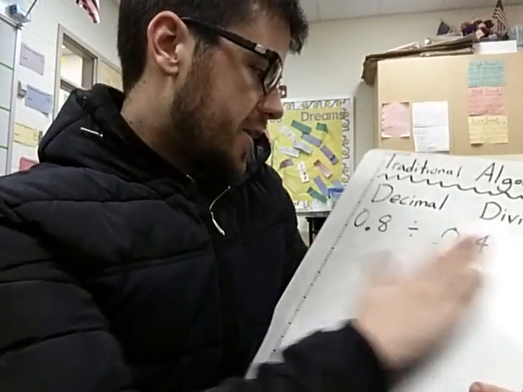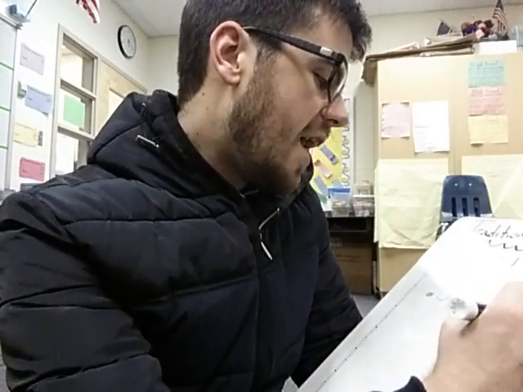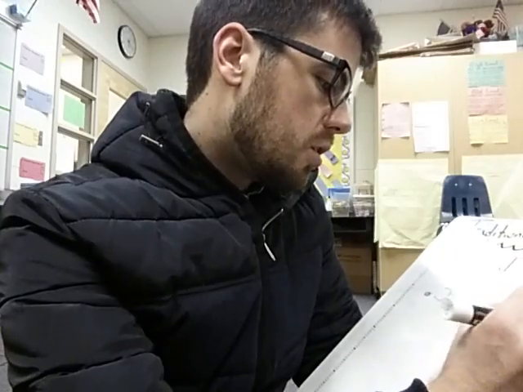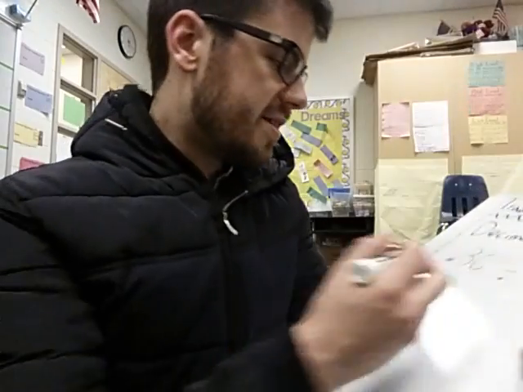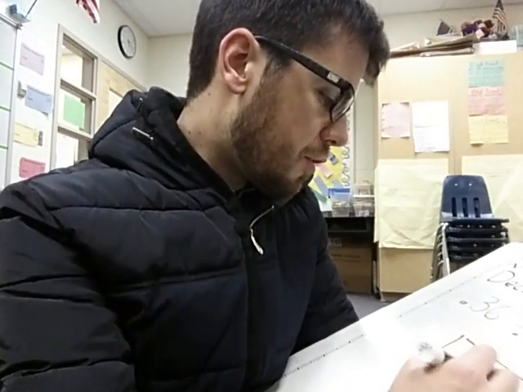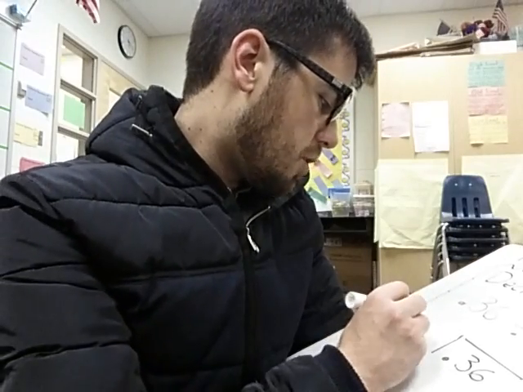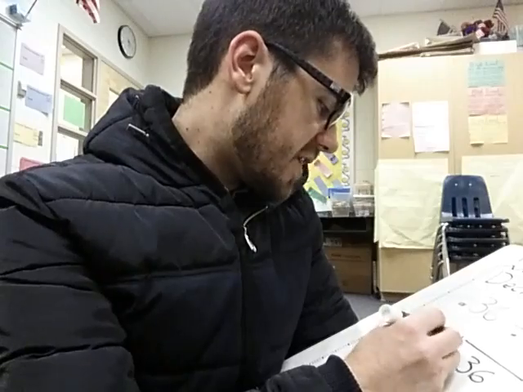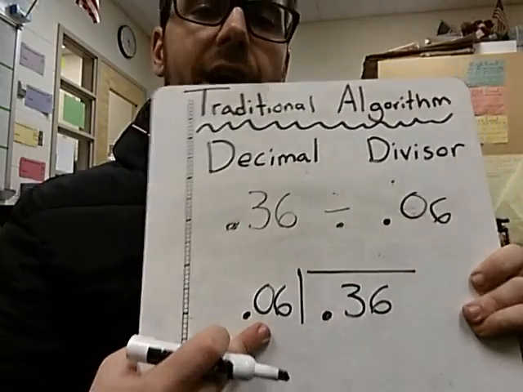I'm going to do one more practice problem, and then I will end the video. Here we go. This time we're going to do 36 hundredths, or 0.36, divided by 0.06, or 6 hundredths. I'm going to go ahead and set this up. My 0.36 goes into the division bar, and my 0.06 is going to go as my divisor.